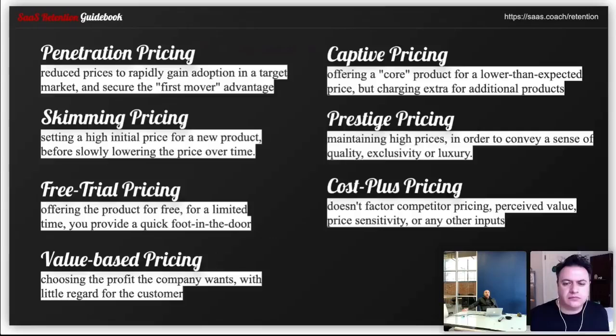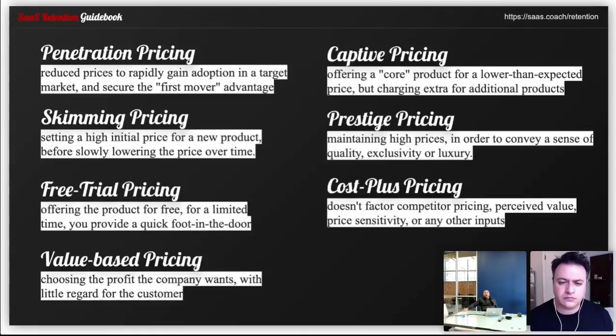Yeah, and again, I think that's the point, that some of these can be combined. You could be doing captive pricing or prestige pricing that still have a free trial. Skimming is a model that leverages prestige in the beginning, but eventually lowers it over time. So you're not just choosing one forever. You might be choosing how you enter the market and then how you change over time, or even maybe the difference between different packages that you're offering.